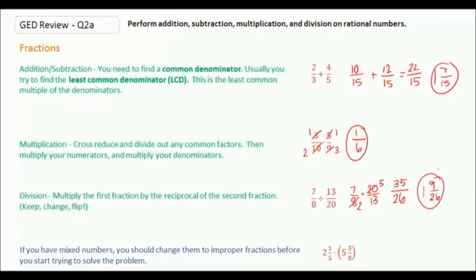If you have mixed numbers, you should change them to improper fractions before you start trying to solve the problem. Okay, we're not going to totally finish this problem, but if we were going to start it off, we'd say 2 and 1/5. Well, 2 times 5 is 10, plus the 1 is 11, so 11/5. 5 and 3/8, 5 times 8 is 40, plus 3 is 43, so 43/8. And then you would continue on from there.